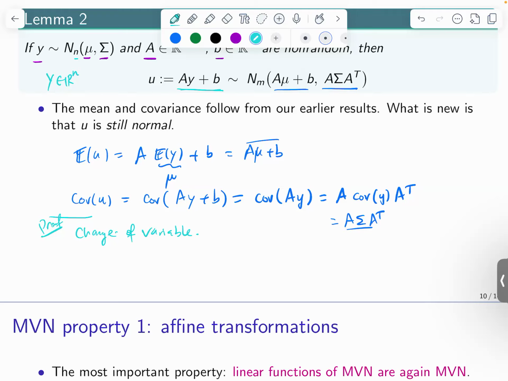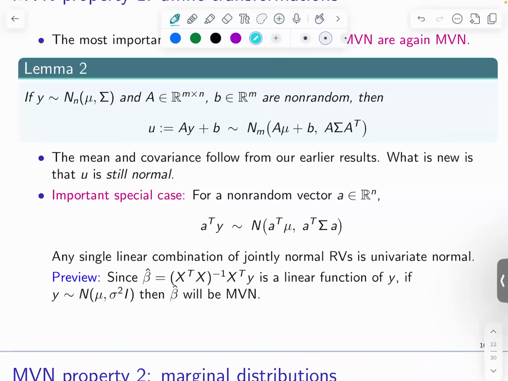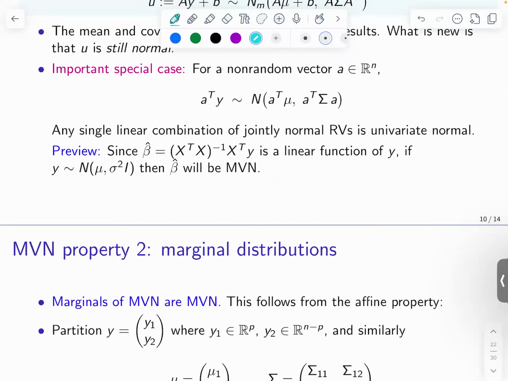Affine transformations leave the multivariate normal family invariant, so you're staying in the same family. Again, this is important because beta hat is a linear transformation of y, and if the observation is multivariate normal, then the coefficients of the regression would be multivariate normal.